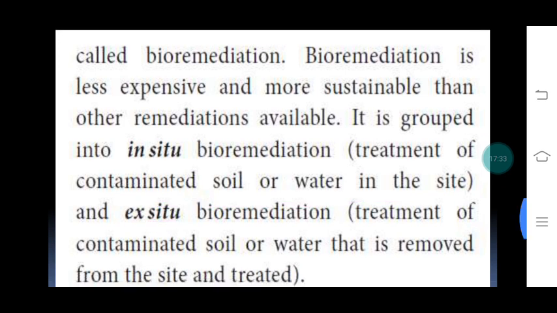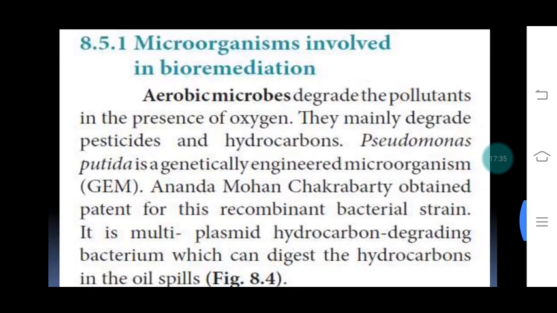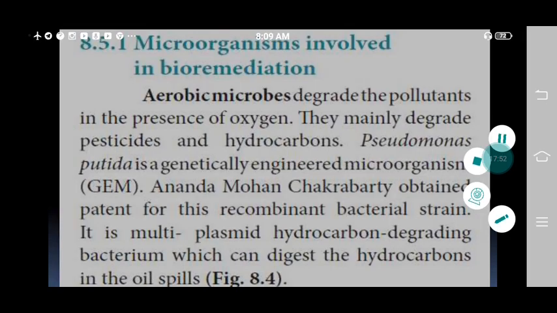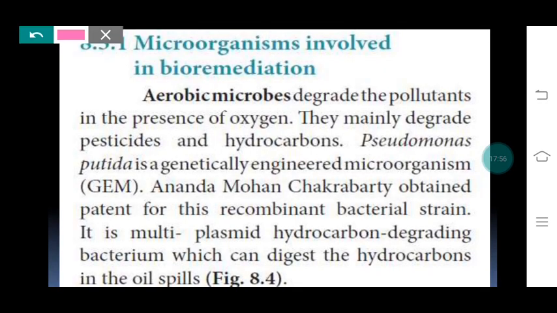Now in this we are going to study two types of microorganisms: one is aerobic microorganisms and another is anaerobic microorganisms. First we will study the microorganisms involved in bioremediation, that is, aerobic microorganisms. Here, aerobic microorganisms degrade the pollutant in the presence of oxygen, and they mainly degrade two things: one is pesticides, another is hydrocarbons, which are highly polluting and highly poisonous.